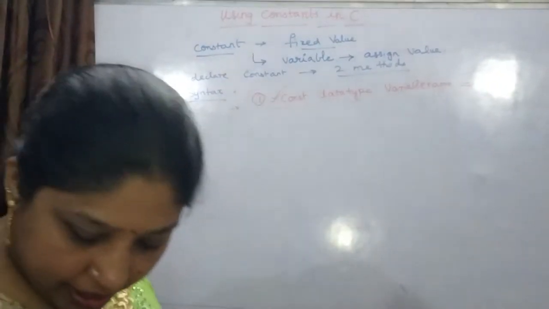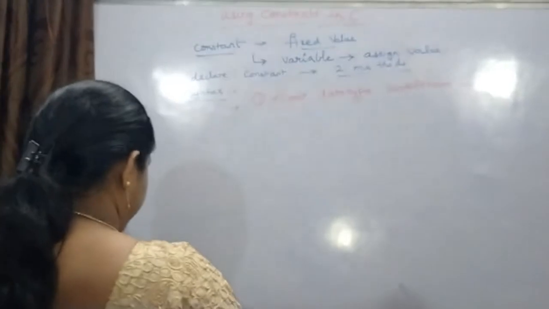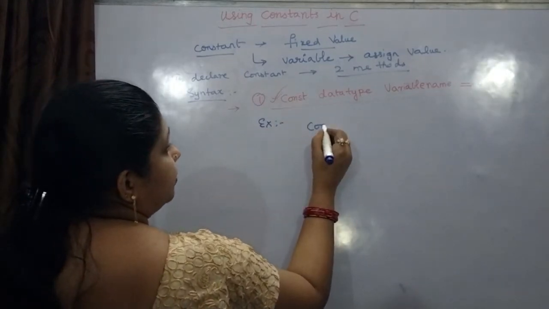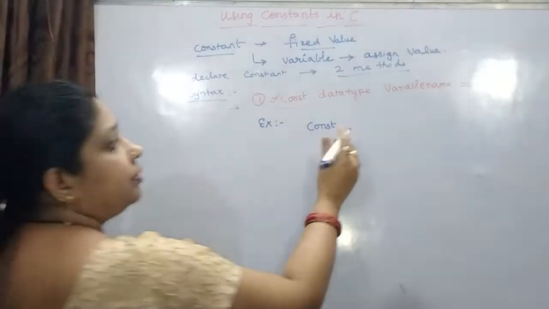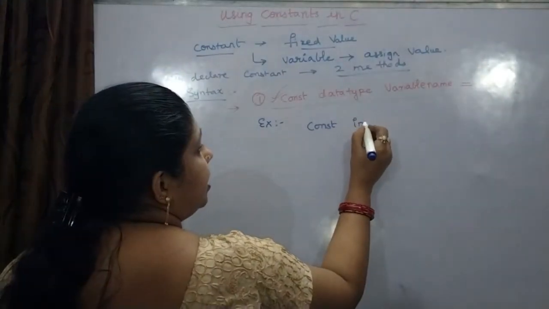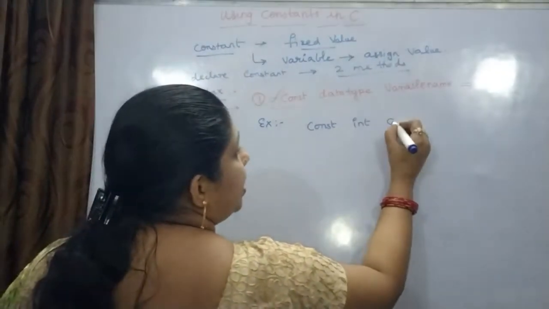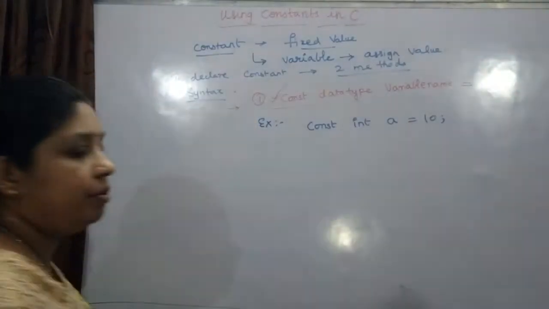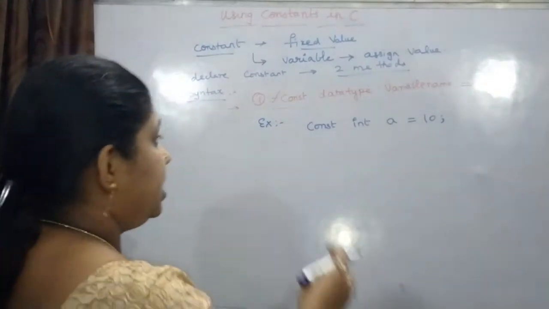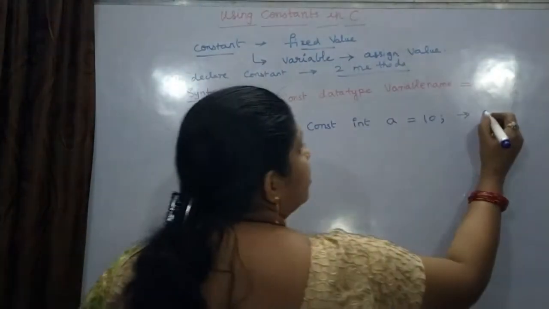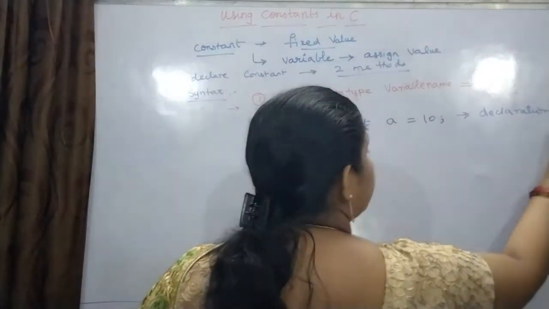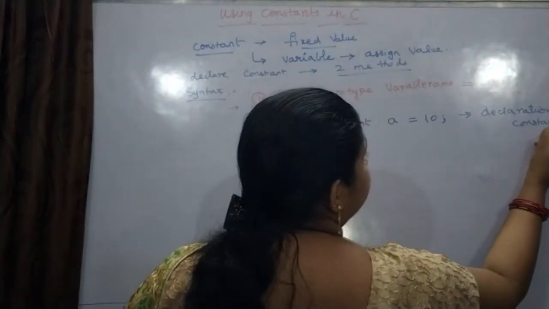I am writing an example for that. For example, const is the keyword, then the data type. Here I am using int, variable name a, equal to any value. Like this you have to define. So this is the declaration of a constant.